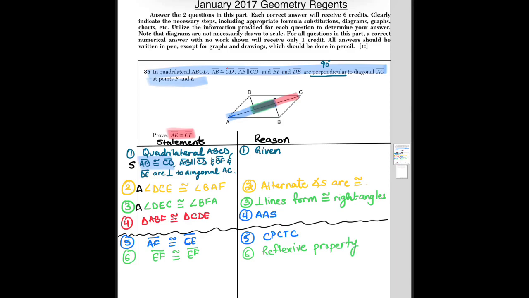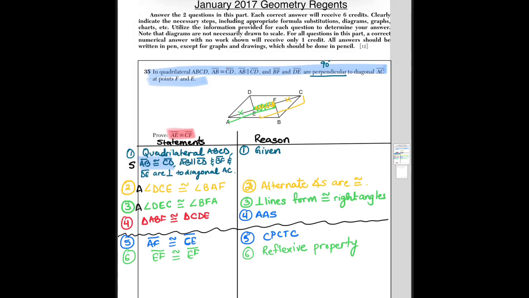Now think about this. If I take my AF, I'm going to erase this so that you can see it clearly. If I take my segment AF and I subtract EF from it, I'm going to take this out. What am I left with? AE, right? And similarly, if I take my segment CE or EC and I subtract again this part from it, what am I left with? FC. Isn't that what we are looking for? So that is called the subtraction postulate because we subtracted from it.